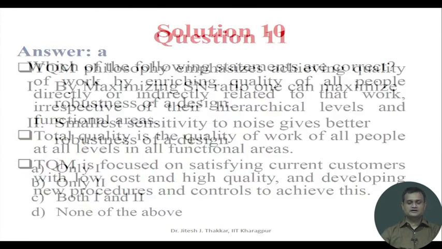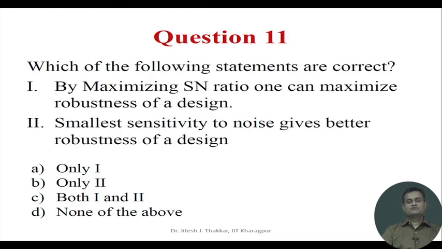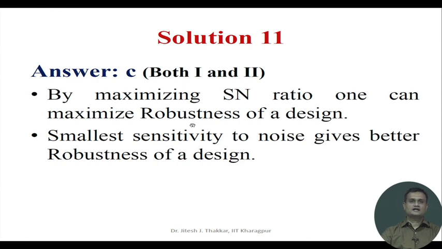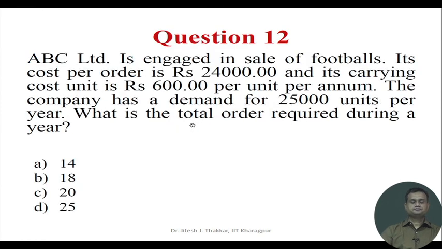Question 11. Which of the following statements are correct? 1. By maximizing the SN ratio, one can maximize robustness of a design. 2. Smallest sensitivity to noise gives better robustness of a design. Options: only 1, only 2, both 1 and 2, none of the above. Correct answer: both 1 and 2.